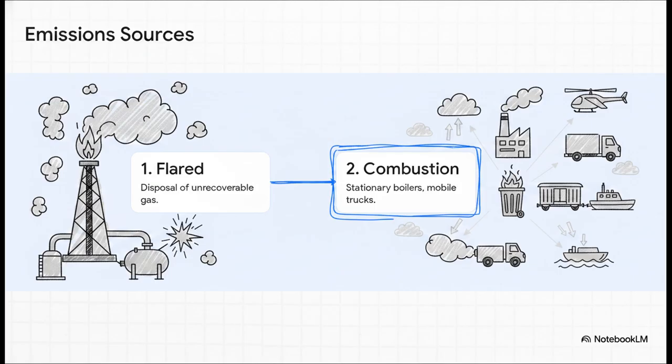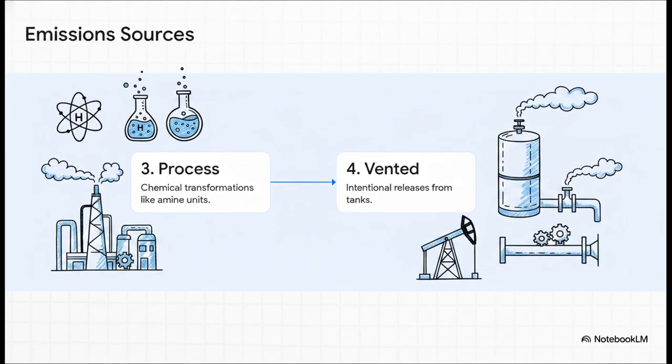Then Step 2 is all other combustion. And let me tell you, this is a massive category. It covers stationary devices like boilers, furnaces, and incinerators, but also mobile sources. So yep, you have to track emissions from the barges, rail cars, trucks, and even the planes and helicopters flying your personnel around. Moving right along.